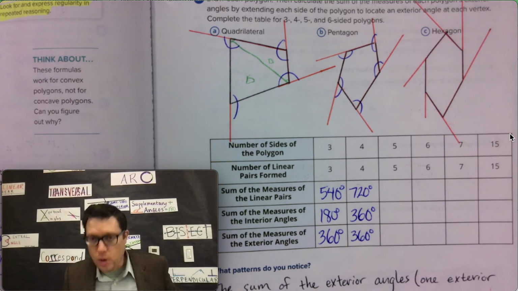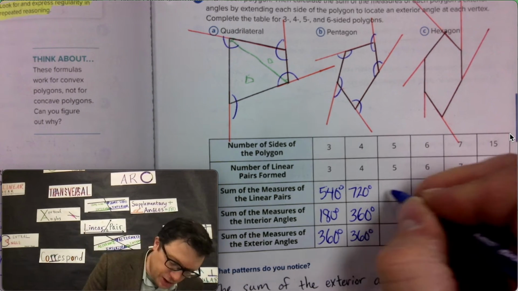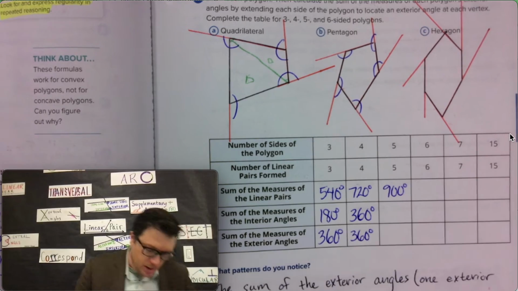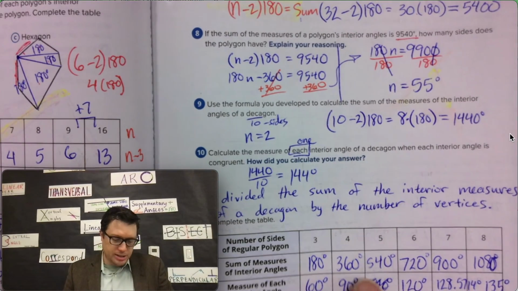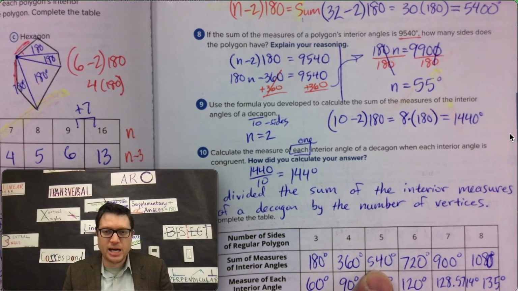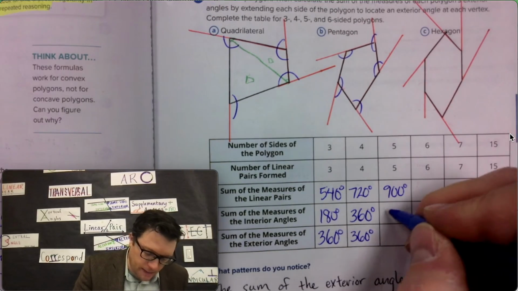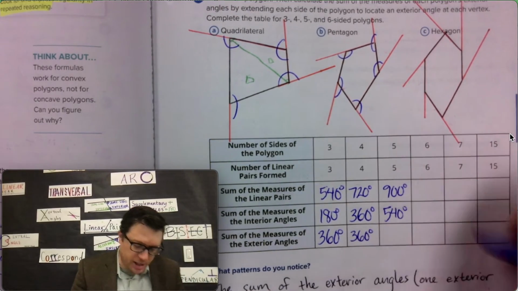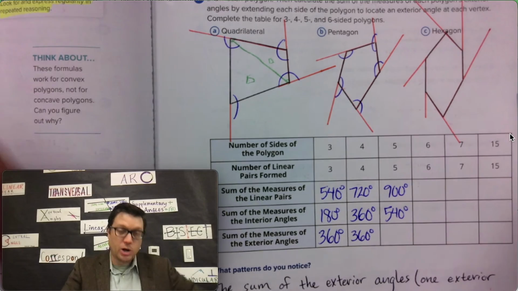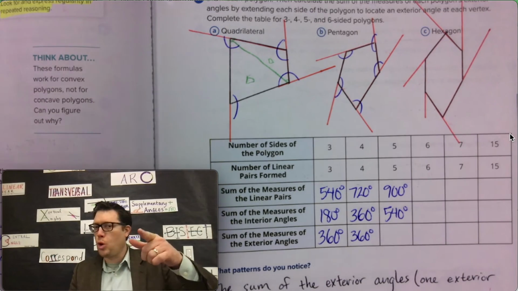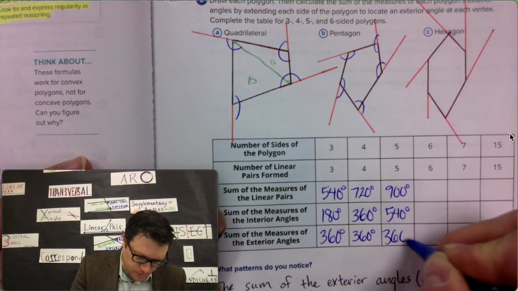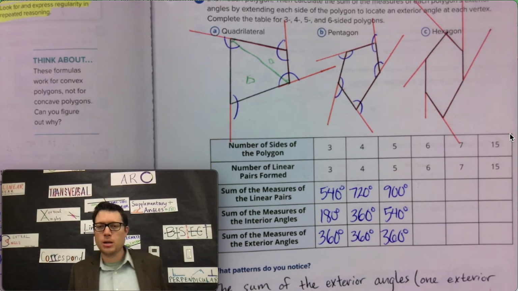5 times 180 is 900. A little refresher reminder, the sum of the degrees in a 5-sided shape is 540. You add them all up. So 540 is the sum of the measures of the interior angles. Subtract, what do you get? For sure.